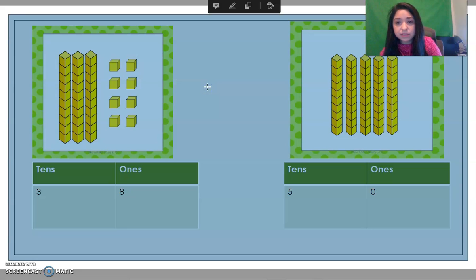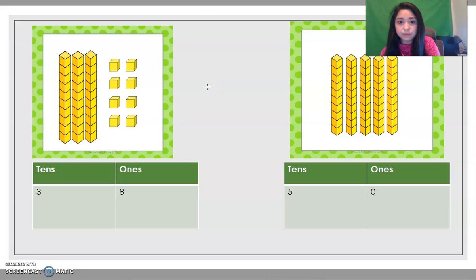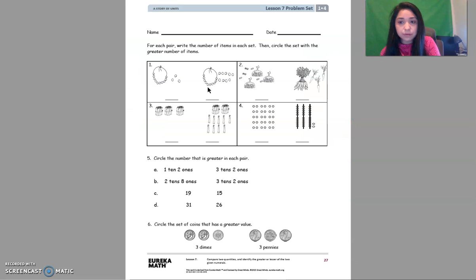Let's go ahead and continue. Okay, so let's go ahead and look at our problem set. If you already completed this problem set, then you are done. And if not, we're going to go over it very quickly before you get started on it. I'm not going to give you the answer, but I'm going to explain how to do this.